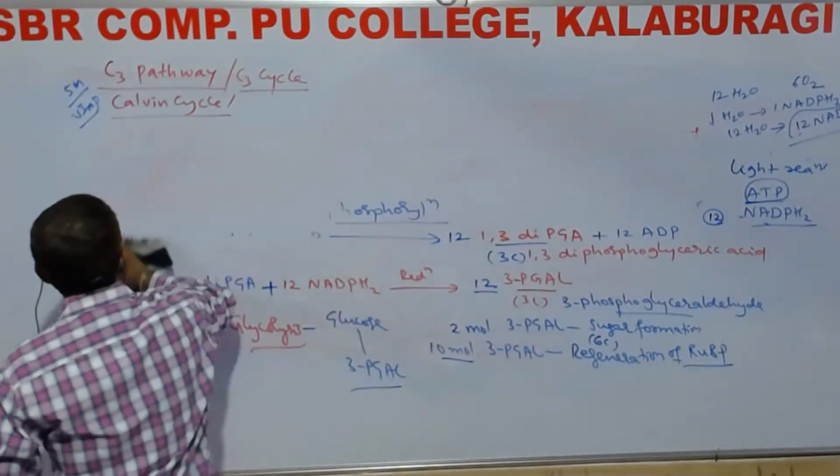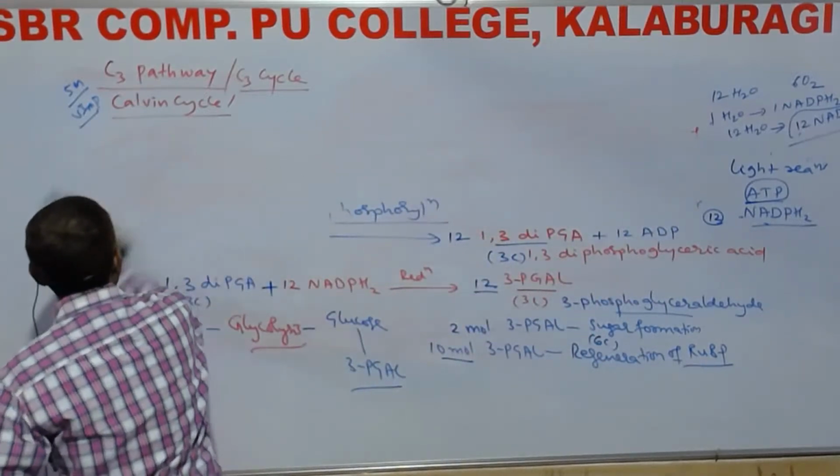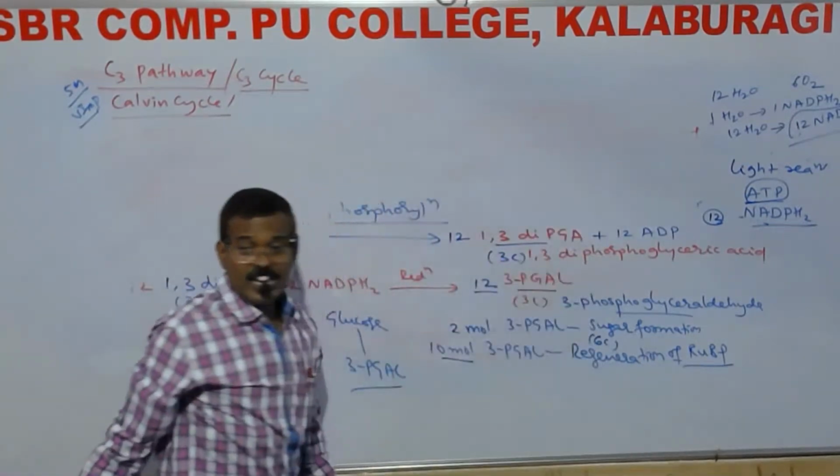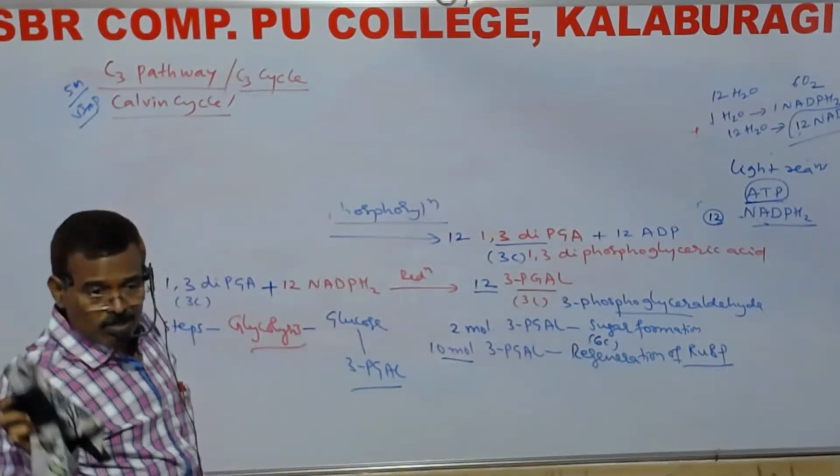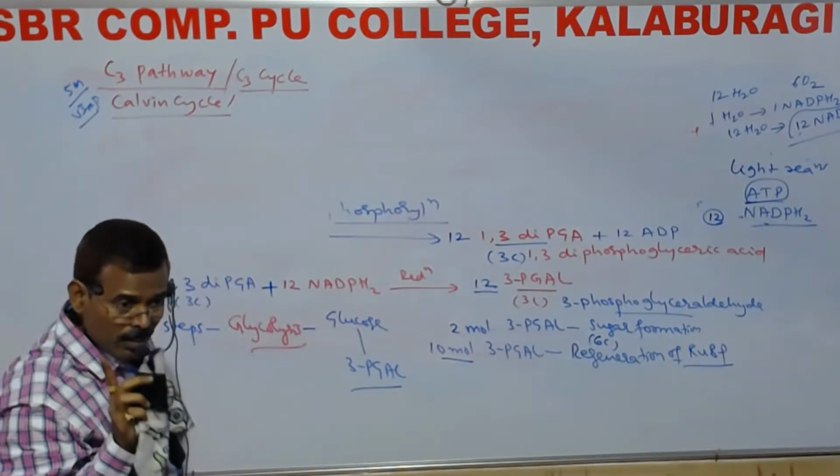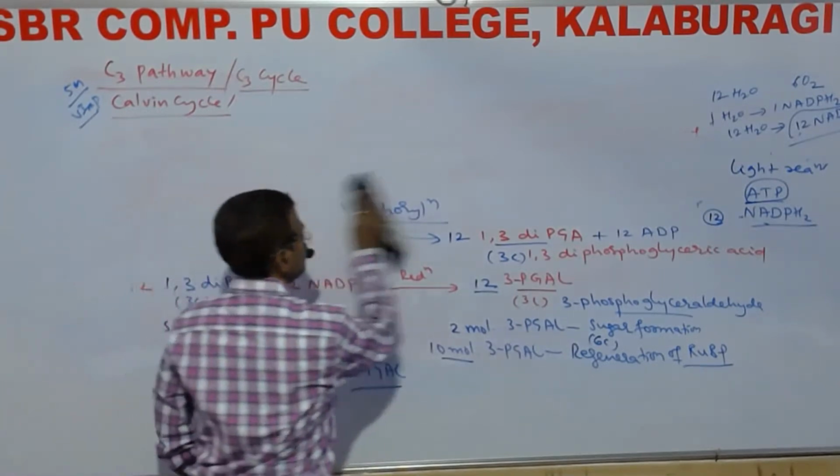So in this C3 cycle, or in this dark reaction, how many ATPs have been used here? 18 ATP. How many NADPHs have been used? 12 NADPH. So remember this.